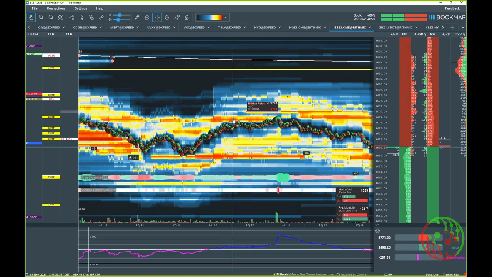And the next level is the liquidity level at 47.73 and 74.